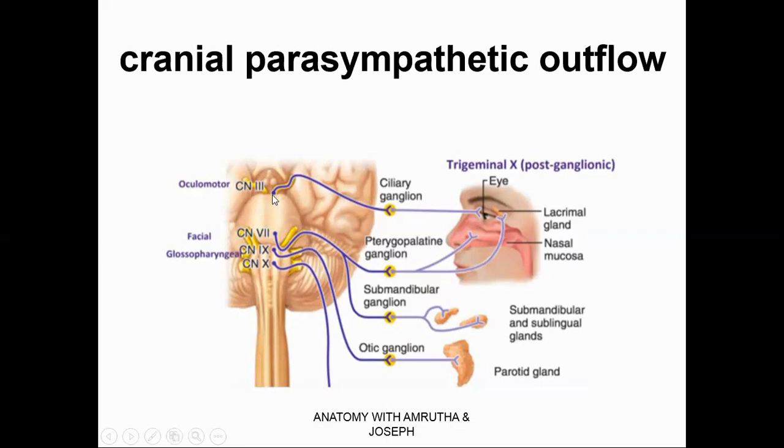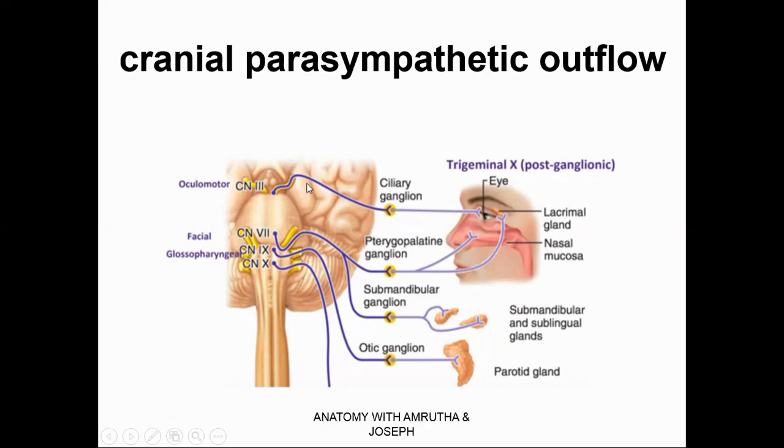Here we'll again see the ganglion. The ganglion is located here. We'll take the example of the ciliary ganglion, which is related to the eye. The ciliary ganglion is a parasympathetic ganglion. A parasympathetic ganglion is present very near to the effector organ. The organ here is the eyeball, so the ciliary ganglion is located very near to the eyeball. Whereas look at the sympathetic ganglion: it is located very near to the spinal cord.